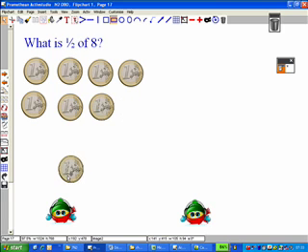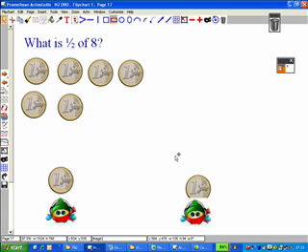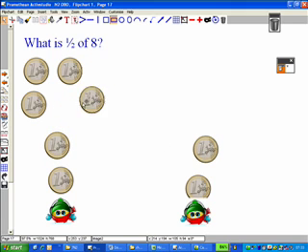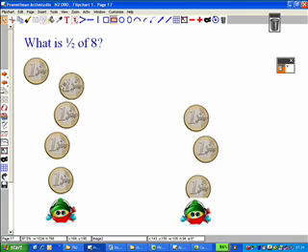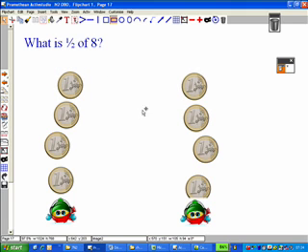Well, let's do it. I give one to her, one to him. So one to her, so he needs one too, if we're going to be fair. And we're going to share, and we're going to care. And one to him, and one to her, and one to him. I have now shared 8 things equally between 2 people. They each have 4. So a half of 8 is 4.